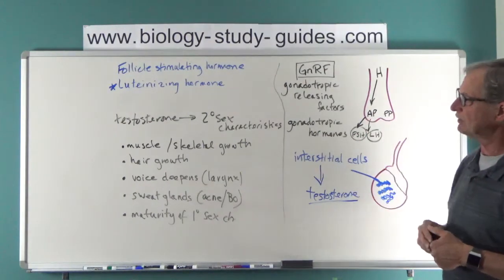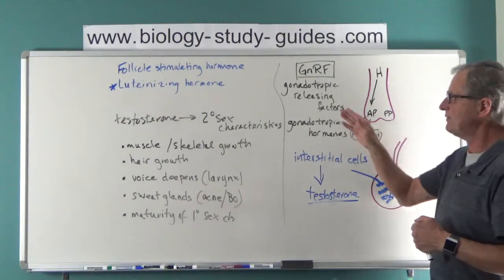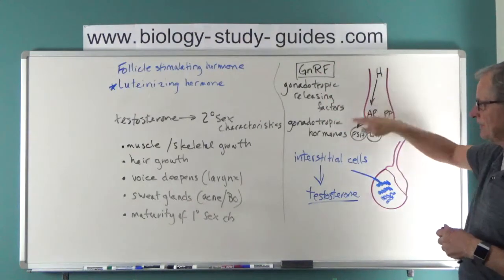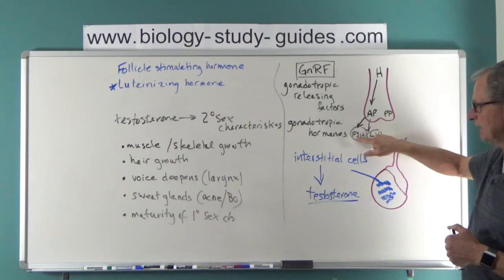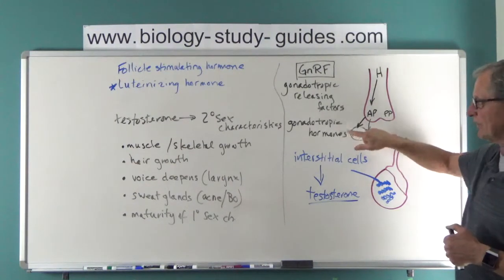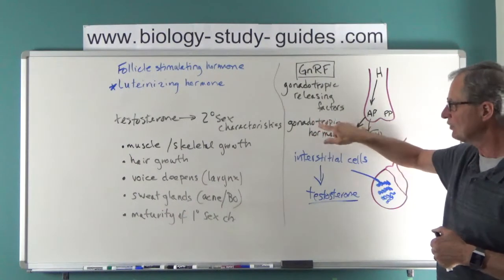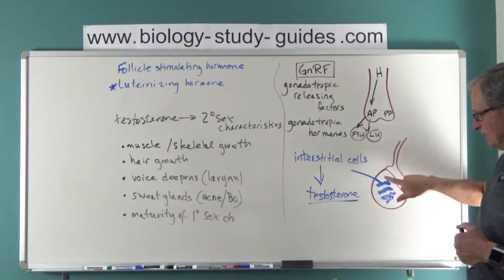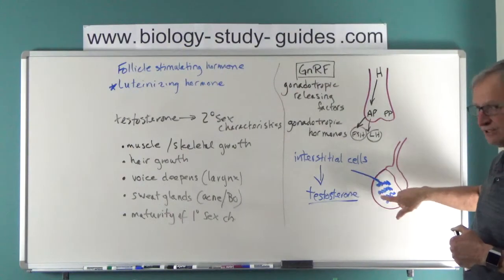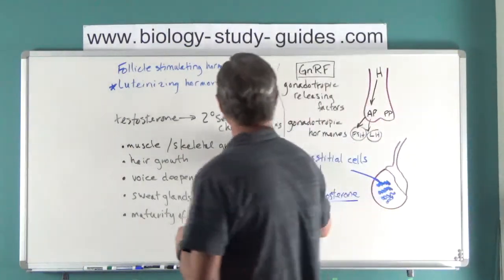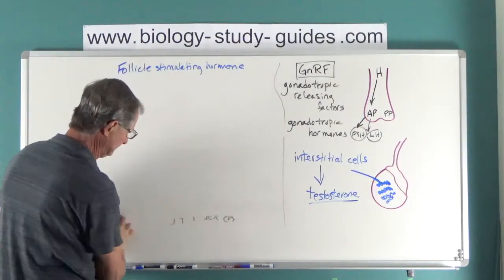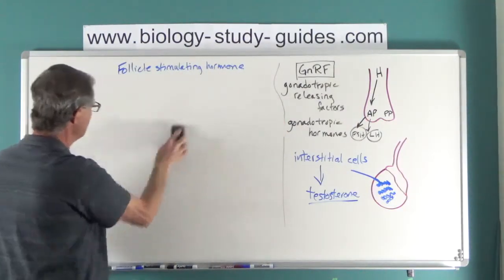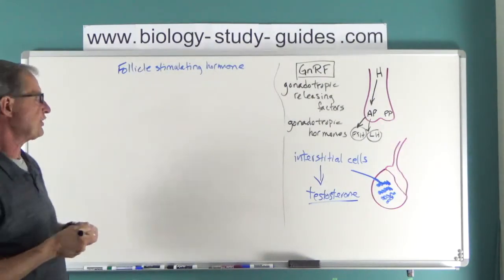Let's take a look at what follicle stimulating hormone does. That's the other one. Remember, follicle stimulating hormone is released by the same sequence of events here: hypothalamus to the anterior pituitary. Here's follicle stimulating hormone. Follicle stimulating hormone is a gonadotropic hormone. Gonadotropic hormones affect the gonads, which in this case are the testes. Follicle stimulating hormone quite simply brings about spermatogenesis.